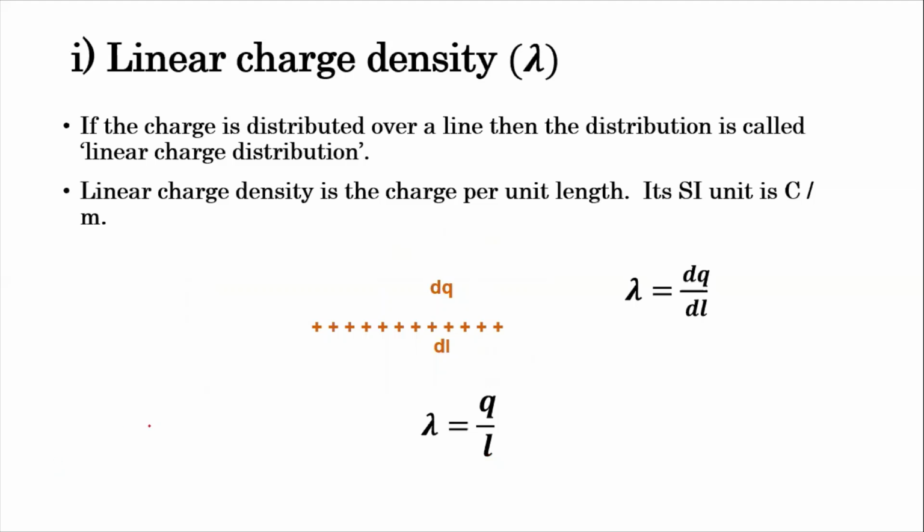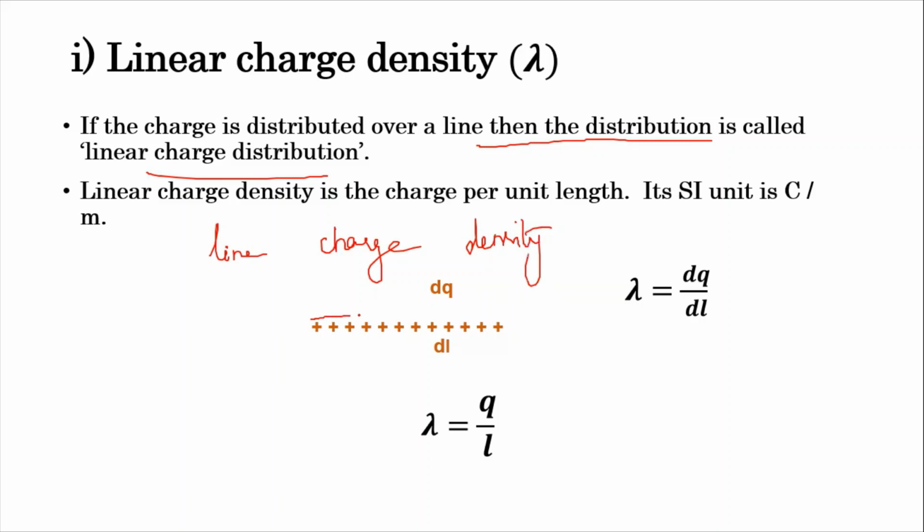Now the first one is linear charge density, or line charge distribution. Both are the same. If the charge is distributed over a line, then the distribution is called linear charge distribution or line charge density. This is the wire that we discussed on the previous page. We are taking a small portion here, which is called dq, for a small length dl. Linear charge density is indicated by the letter lambda. So lambda is given by dq by dl.